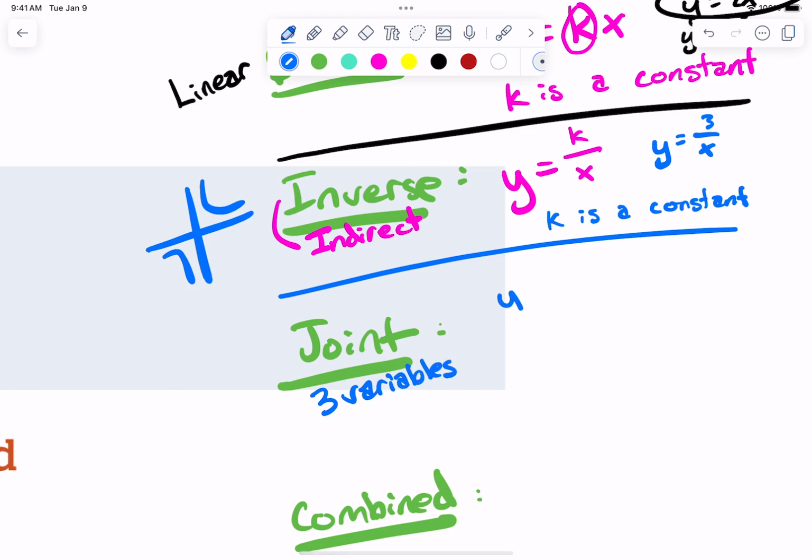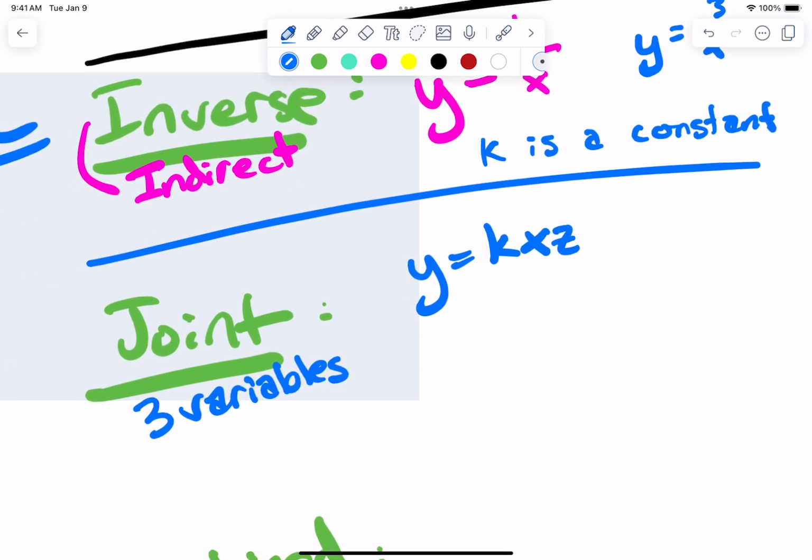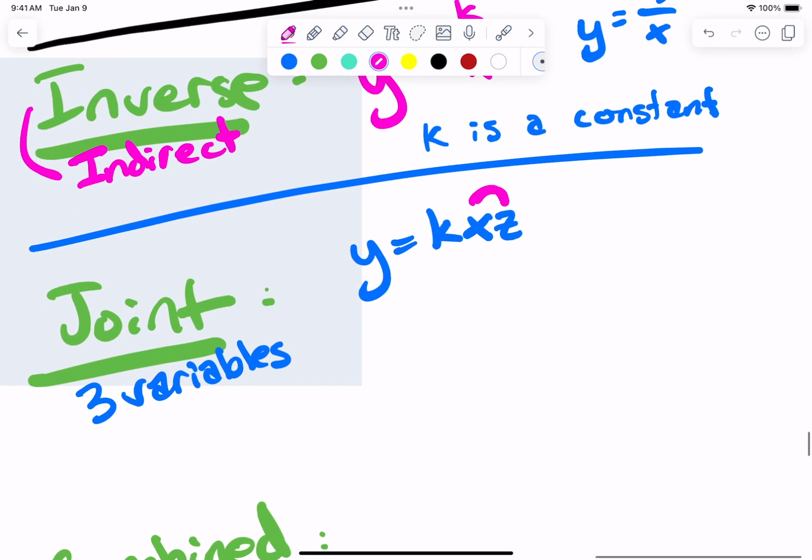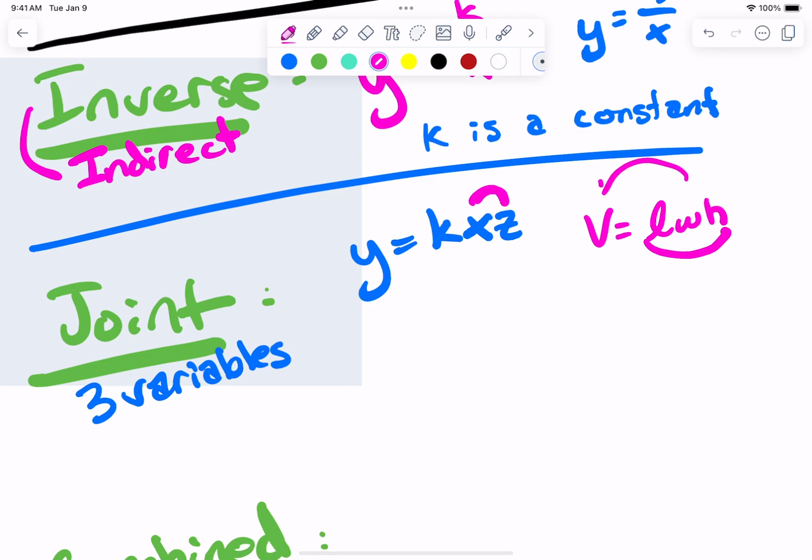Okay, joint variation has 3 variables. So for example, y equals kxz. And the reason why it's joint variation is because x and z have to join together to create what y is, right? So this might be like, I don't know, volume is length times width times height. There are 3 variables that are joining together to make volume.